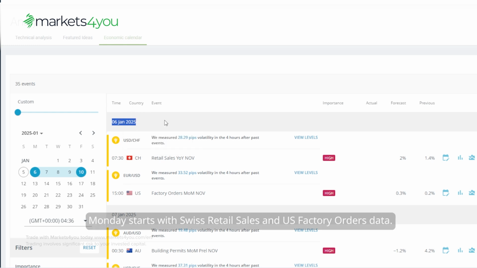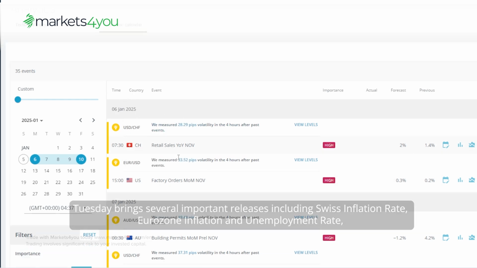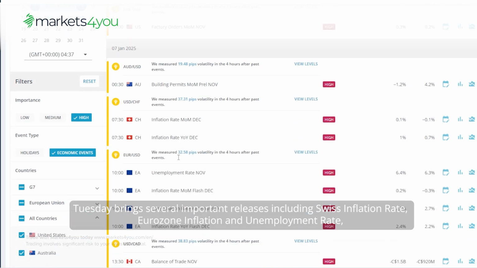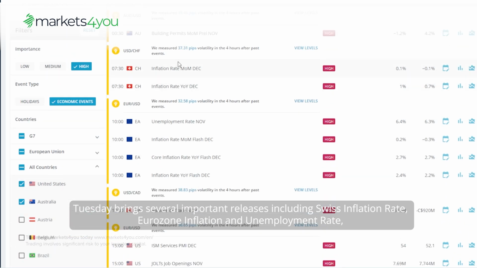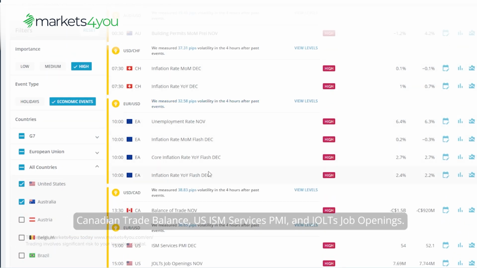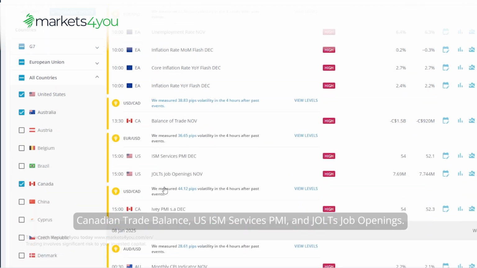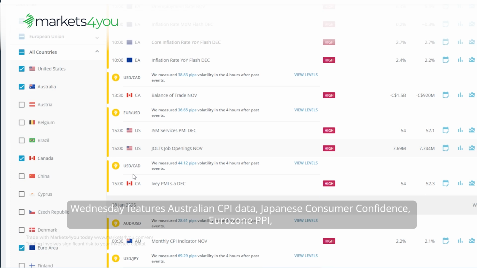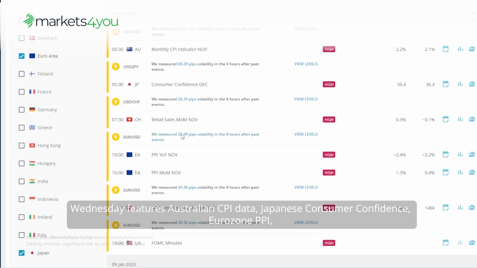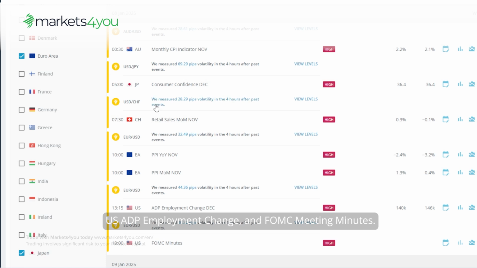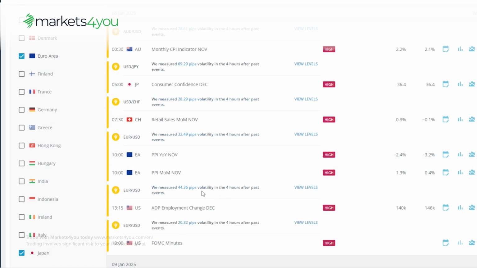Monday starts with Swiss retail sales and US factory orders data. Tuesday brings several important releases including Swiss inflation rate, Eurozone inflation and unemployment rate, Canadian trade balance, US ISM services PMI, and JOLTS job openings. Wednesday features Australian CPI data, Japanese consumer confidence, Eurozone PPI, US ADP employment change, and FOMC meeting minutes.